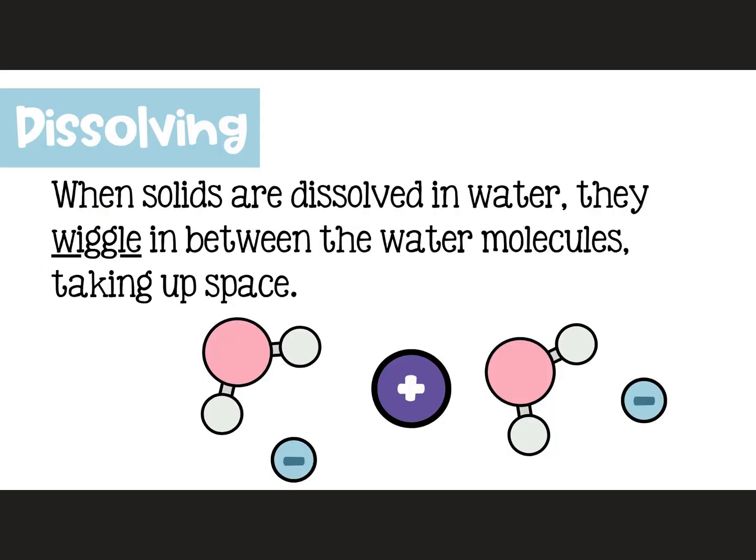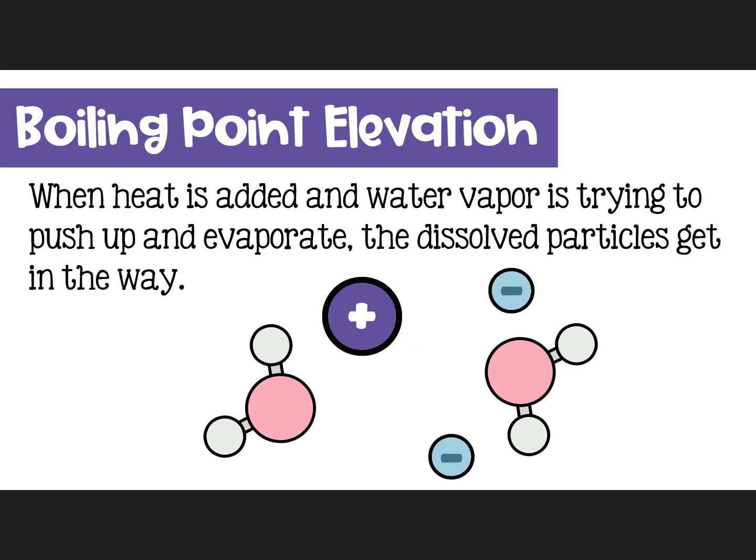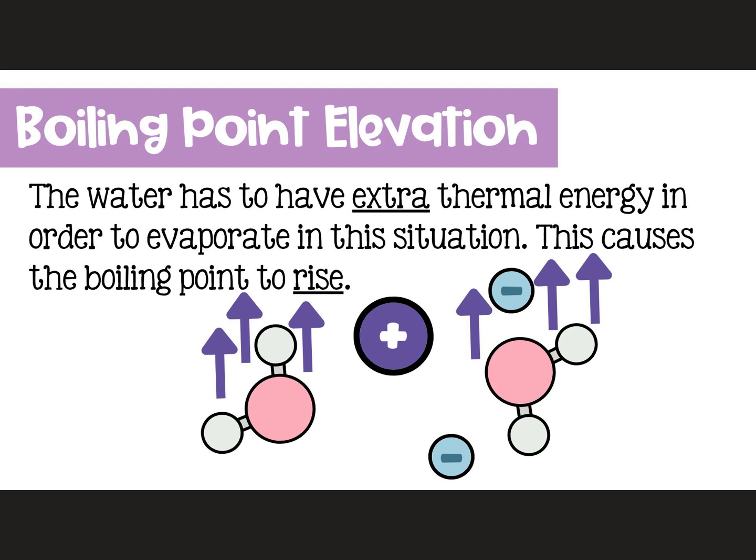First, let's review a bit about dissolving. When solids are dissolved in water, they wiggle in between the water molecules to take up space. If you add heat to the solution and the water vapor is trying to push up and evaporate, the dissolved particles will get in the way. This means that the water has to have extra thermal energy in order to evaporate in the solution. This causes the boiling point to rise. We call this phenomenon boiling point elevation.